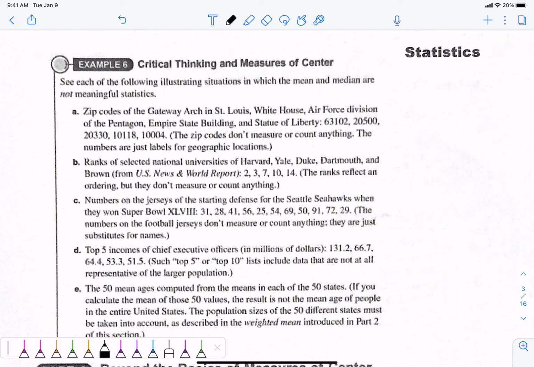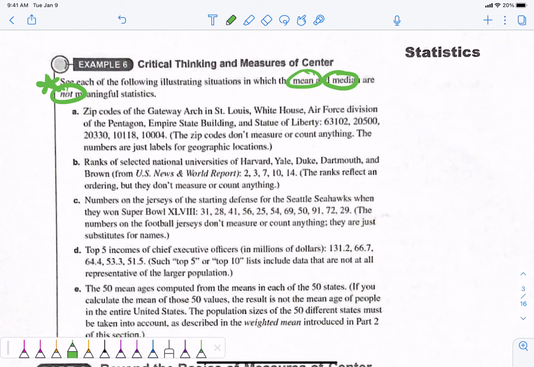Here you go. It says right here, see each of the following illustrations in which the mean and the median are not meaningful. Okay? So there is a time and a place for finding the average, and there's a time and a place for finding the middle number, and each of these does not make sense.